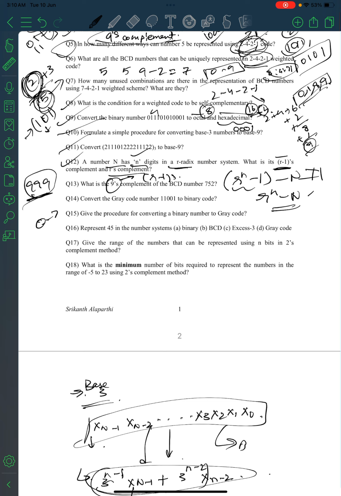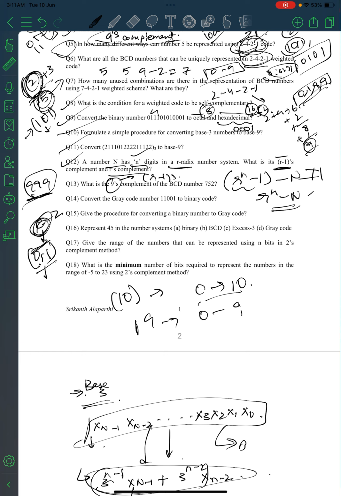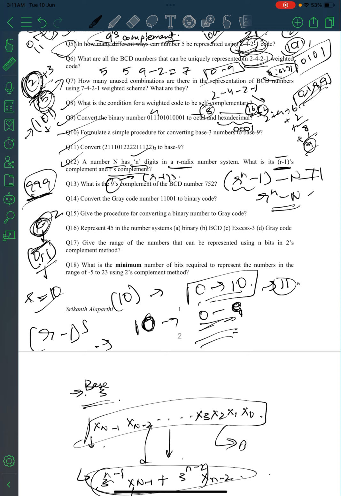The count of possible digits is r. 0 and 1 are the possible digits in base 2. For decimal, base 10, the digits are 0 to 9 only, which is a count of 10. So r is 10 over here, and r minus 1's complement is the 9's complement.